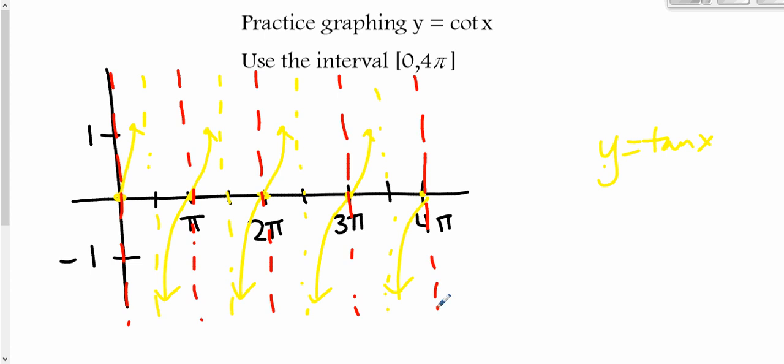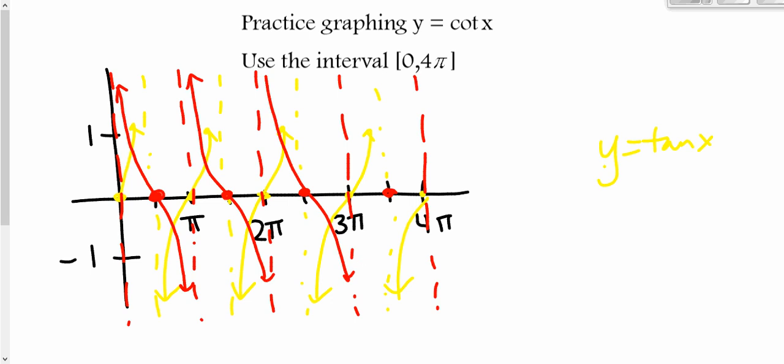And then everywhere tangent had a vertical asymptote, cotangent has a 0. And then these curves are going to go down instead of up. So you're just going to have to ignore my yellow ones. I know it looks messy, but the yellow was just to get us going to know what to do, and the red is actually the curve we want.